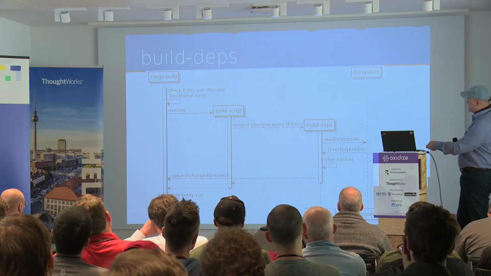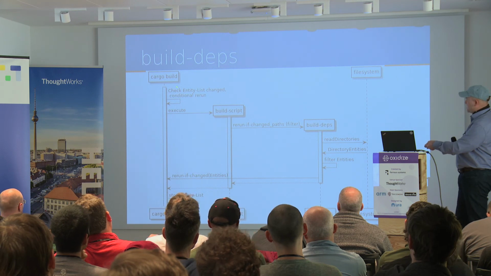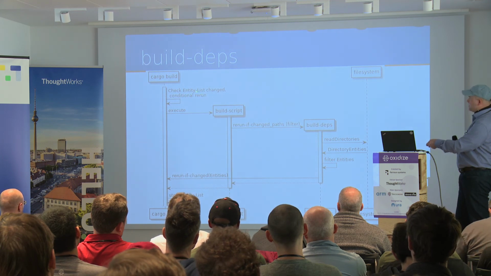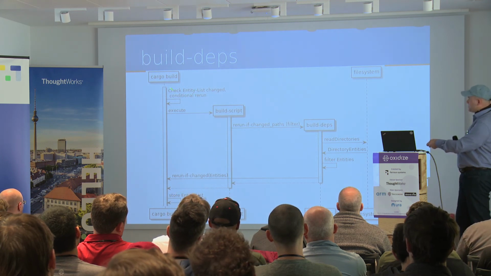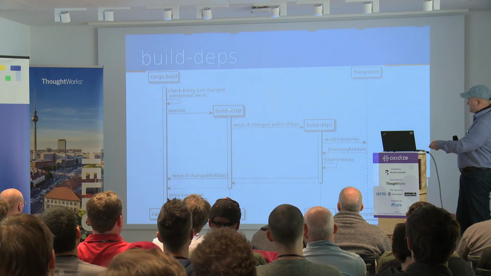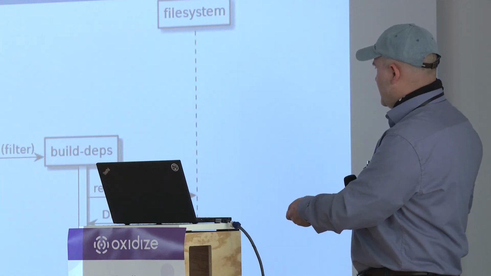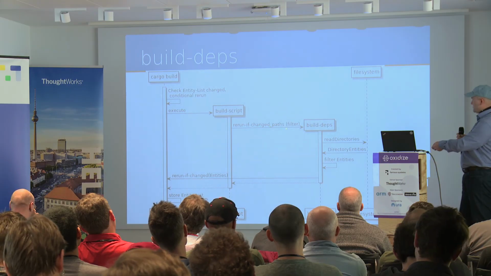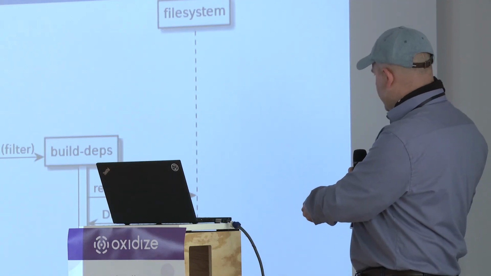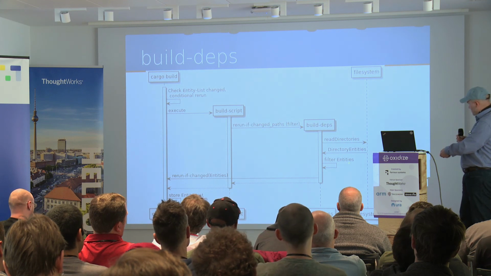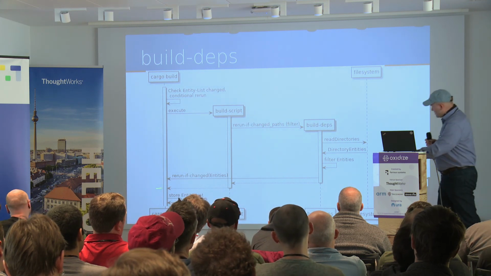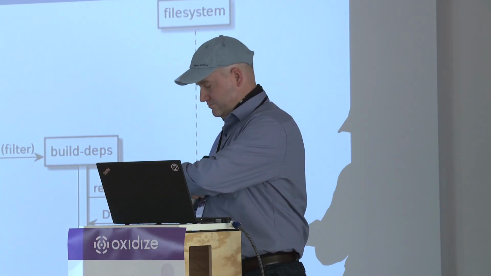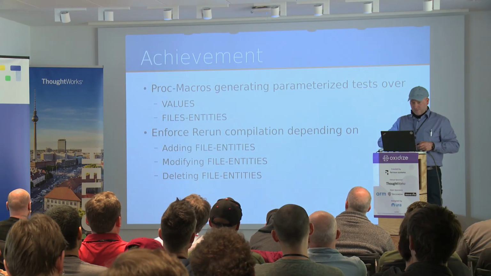Here is a sequence diagram. We start cargo build. Cargo build will check if any files that should be monitored have changed, and if so, it will build and execute the build script. The build script, as we saw, emits rerun-if-changed paths with a filter pattern. This will use glob to expand the pattern and then print the rerun-if-changed commands on standard out back to Cargo.